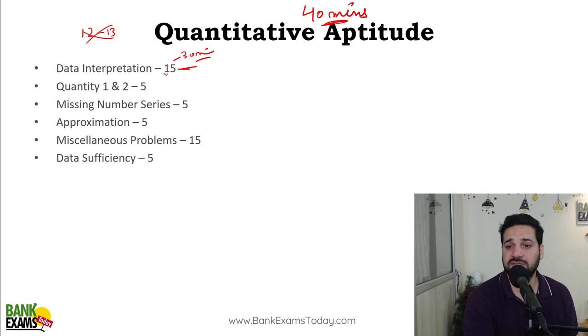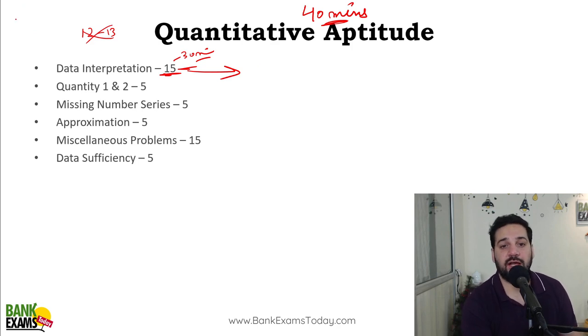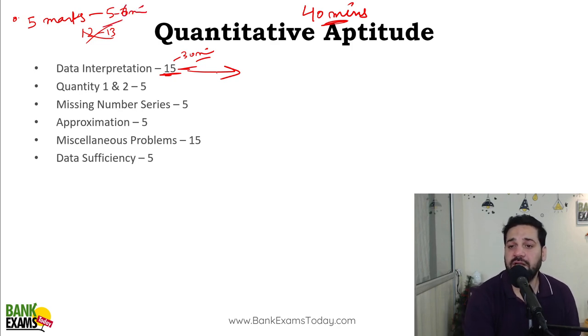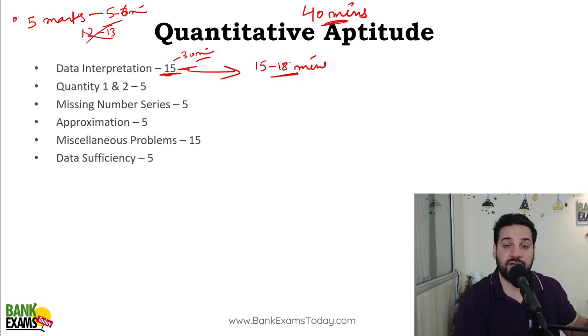So 15 questions in the data interpretation. You need to have a plan in your mind that no matter what, the maximum amount of time that I'm going to spend on a 5-mark question is 5 to 7 minutes. That's all, 5 to 6 minutes actually, right? So data interpretation, 15 questions, maximum 15 to 18 minutes. Within 15 to 18 minutes, you need to finish the data interpretation, the 15 questions.